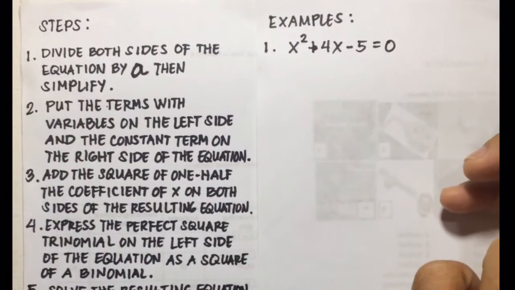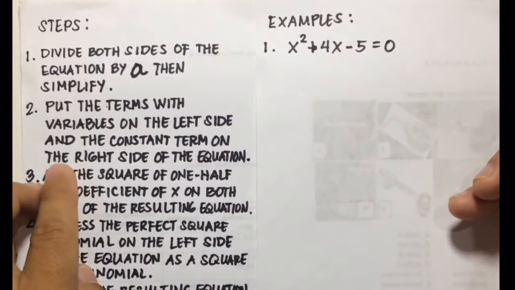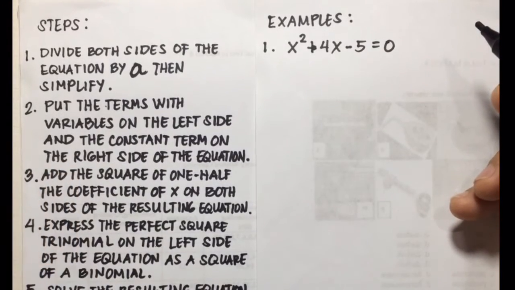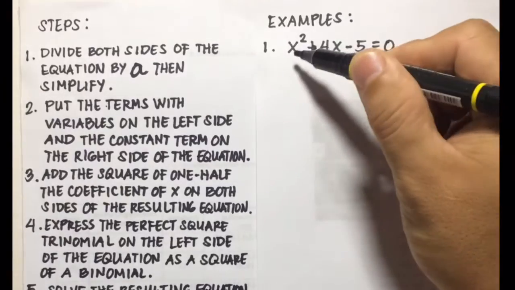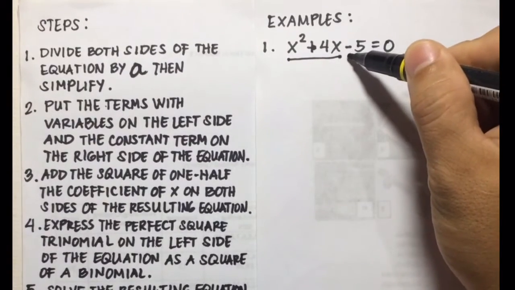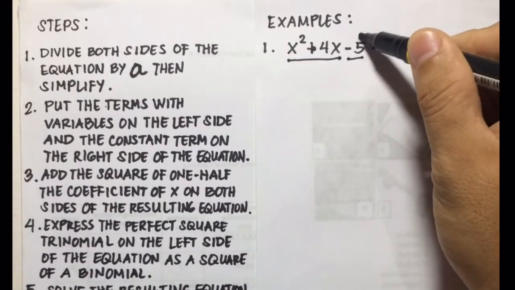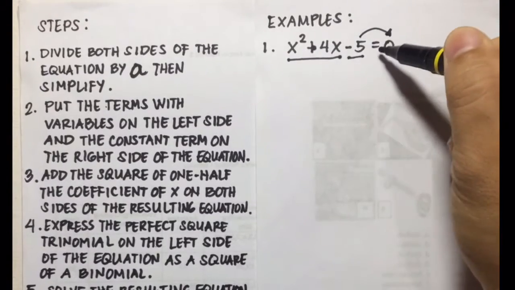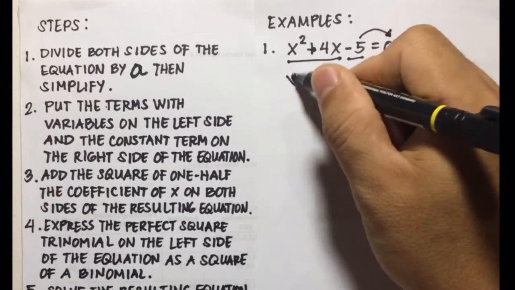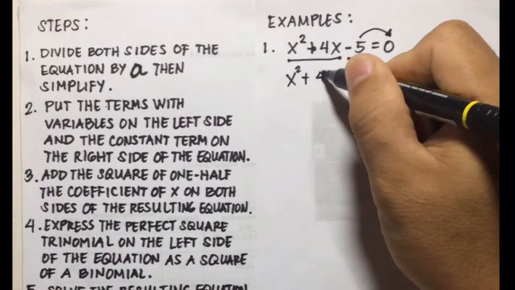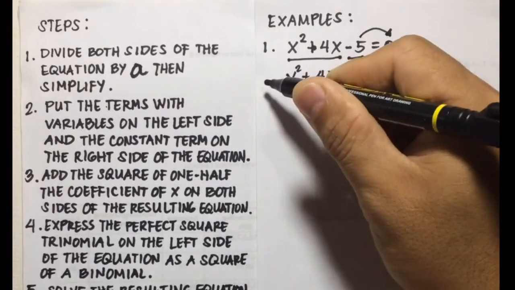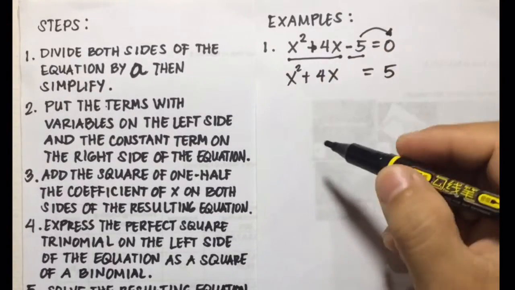So put the terms with variables on the left side and the constant term on the right side of the equation. So these two terms here will be on the left side and the constant term will be put on the right side. So negative 5 here will become 5. So we're going to have x squared plus 4x equals 5. This is for step number 2.